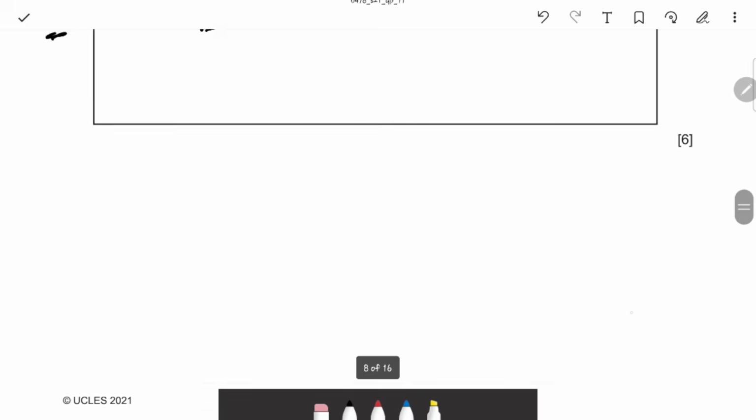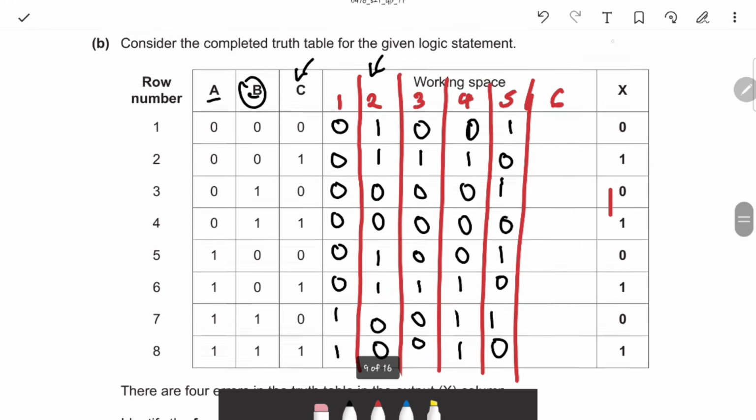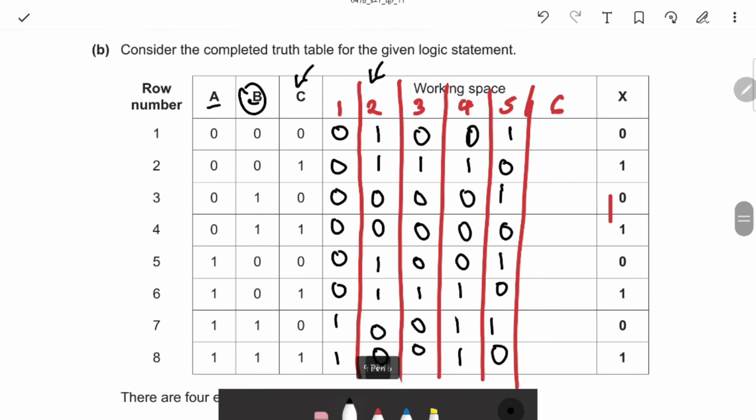And now 6 will be 4 and 5. 4 and 5 are going into an XOR gate. So like terms is 0, unlike is 1. So 4 and 5: unlike is 1, unlike is 1, unlike is 1, like is 0, unlike is 1, 1, 0, 1. There you go. This is my final answer right here.